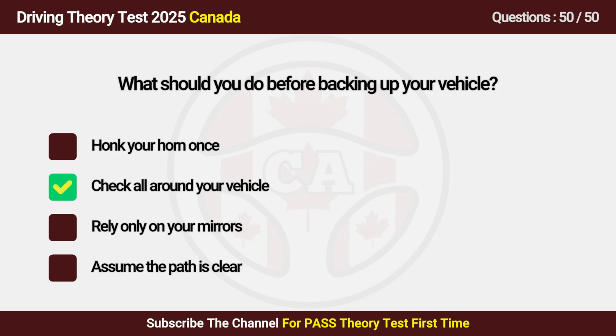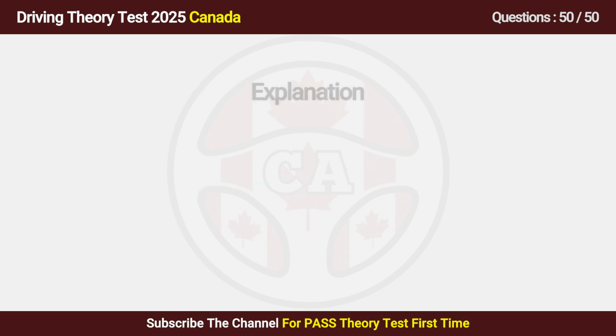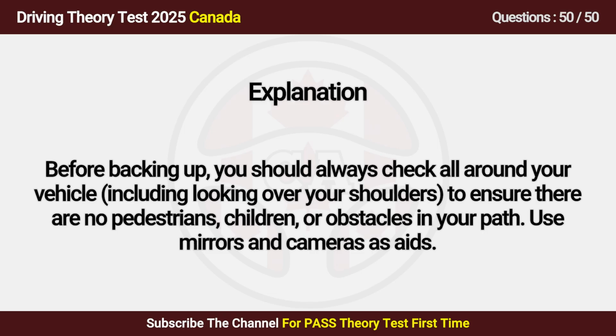Answer is B. Check all around your vehicle. Before backing up, you should always check all around your vehicle, including looking over your shoulders to ensure there are no pedestrians, children, or obstacles in your path. Use mirrors and cameras as aids.